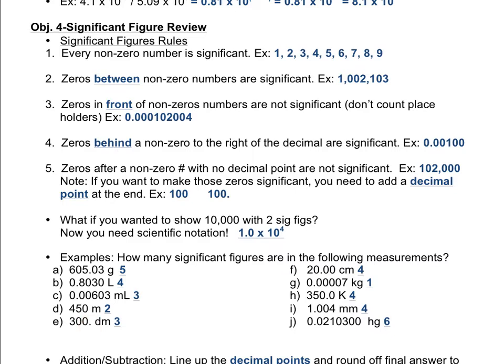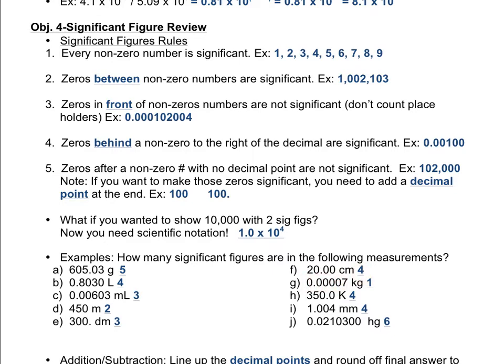Looking at the next one, F, we have 20.00. Well, this decimal point's there, so that definitely counts, that 0 counts. These are after a non-zero, even though it's way up here, they're after a non-zero to the right of the decimal place, so it's exactly 20.00. So it has 4 sig figs.